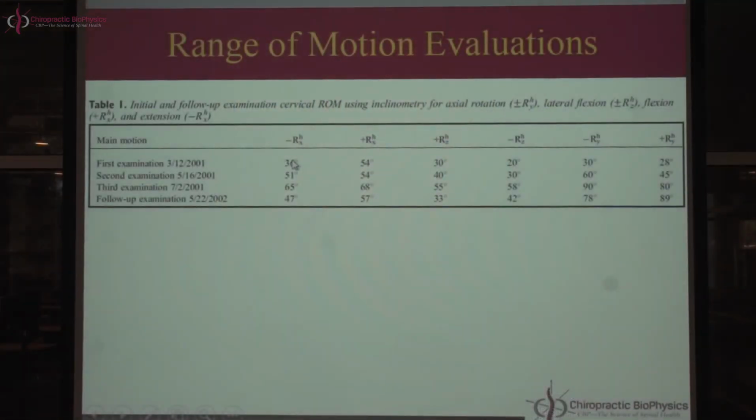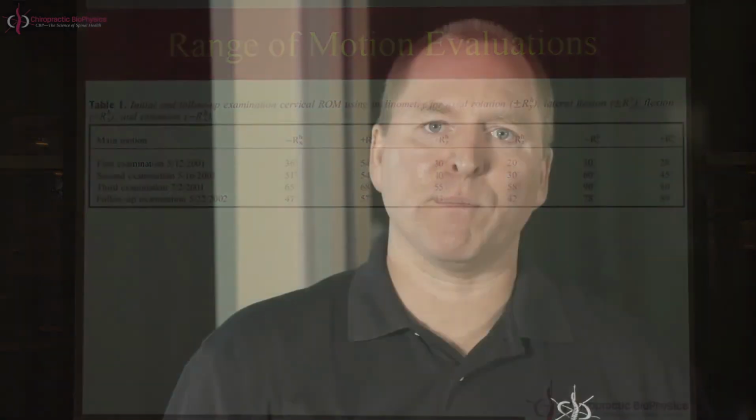First re-examination, this is the inclinometry. Negative is extension. First re-examination, second re-examination, approximately 2 months later, third re-examination, approximately 4 months later, and then we have a long-term follow-up. That's another thing with this case. We have a long-term follow-up evaluation. Okay, not only do we show we improved him, but we show we maintained that improvement at long-term follow-up after care was terminated and the patient was put on supportive care.